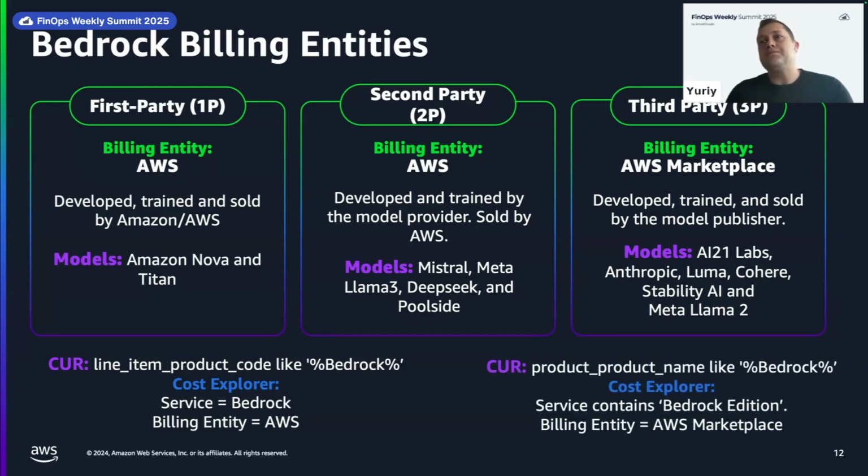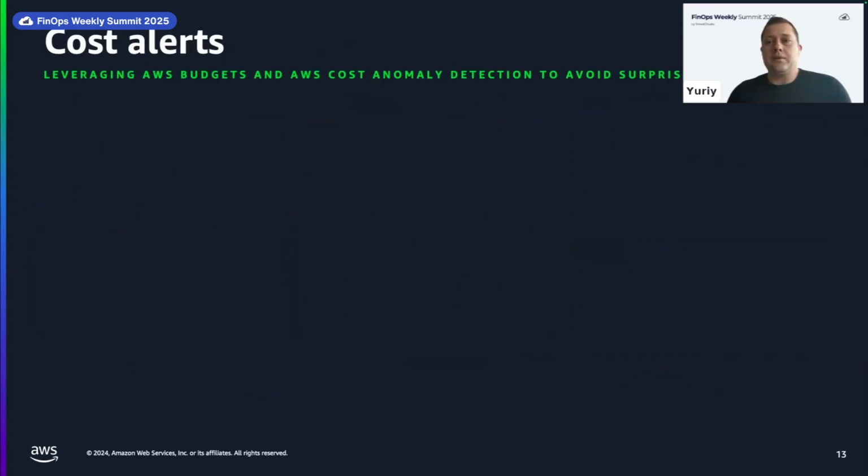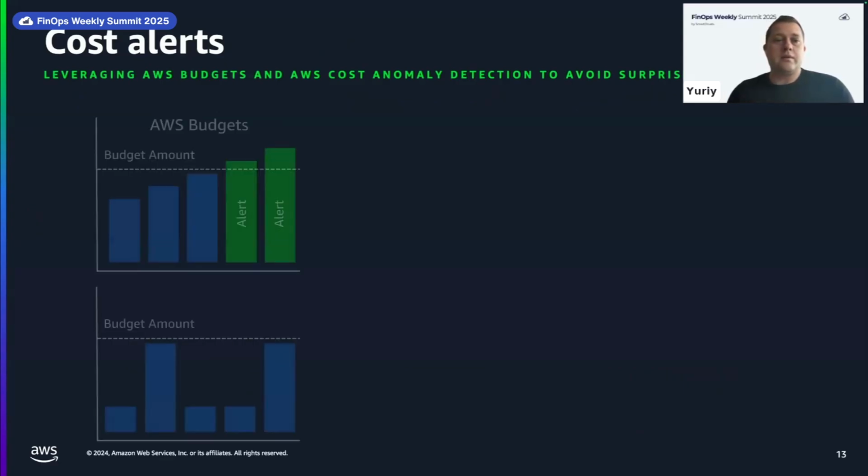But for third-party models, in Cost Explorer, the service name would be Bedrock Edition with the model provider specified in brackets. The billing entity would be AWS Marketplace, and the product code in the CUR will include just the marketplace product ID, and the product name will have basically the name of the service and the model provider. So this is an important thing to understand, and it makes things a little bit more challenging, right? But once you understand them and use the right tooling, it becomes not that hard.